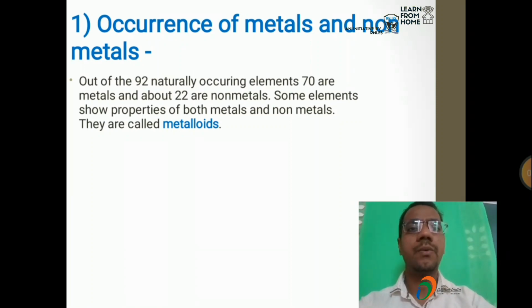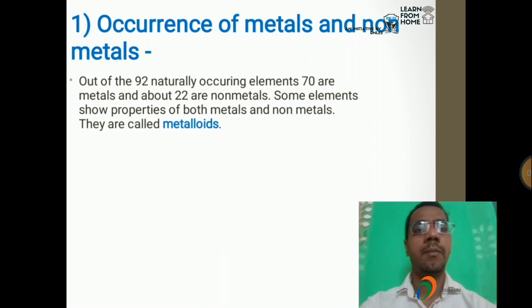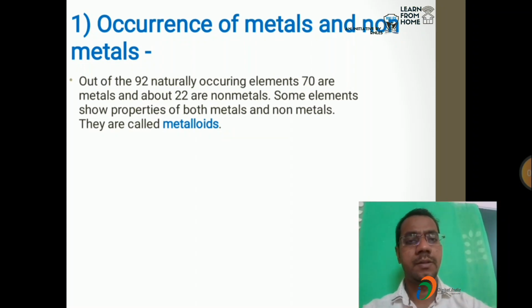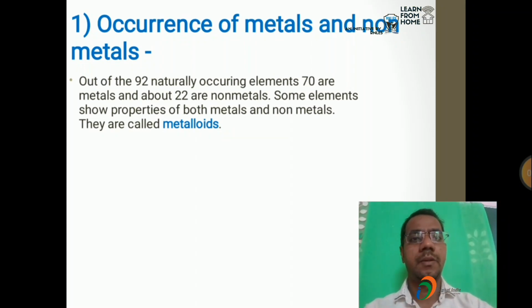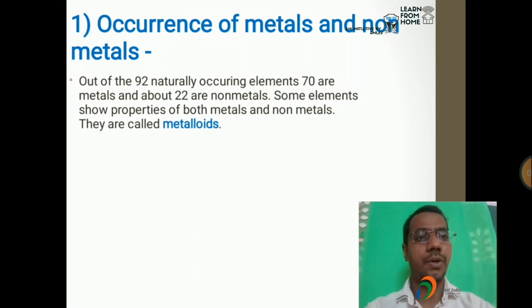Currently, if we see, we have 92 naturally occurring elements. Among them, 70 are metals and 22 are non-metals. And a few elements show the properties of both metals and non-metals; they are the metalloids. So here a very important term is metalloids. What is meant by metalloids? These are the elements that can show the properties of both metals and non-metals. In the next slide I will show you how exactly the metalloids are arranged in the periodic table.